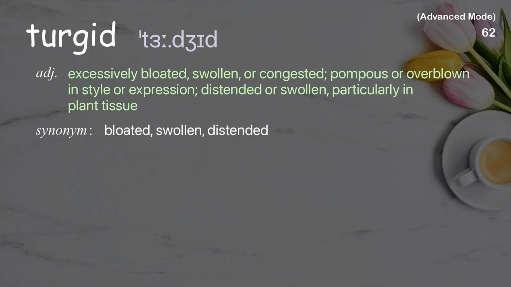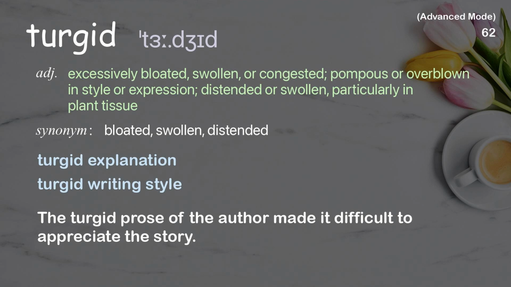Turgid. Excessively bloated, swollen, or congested, pompous or overblown in style or expression, distended or swollen, particularly in plant tissue. Examples: Turgid explanation. Turgid writing style. The turgid prose of the author made it difficult to appreciate the story.